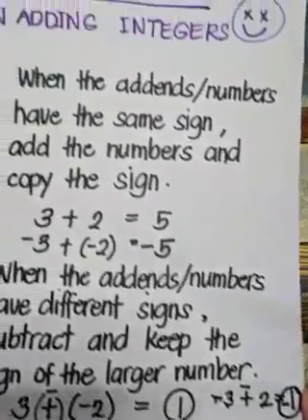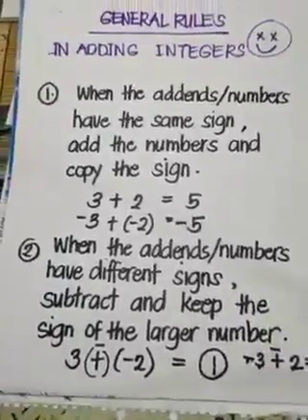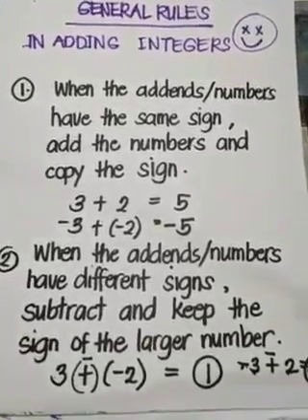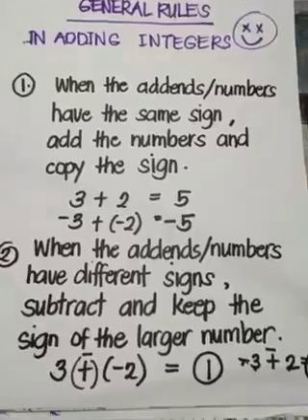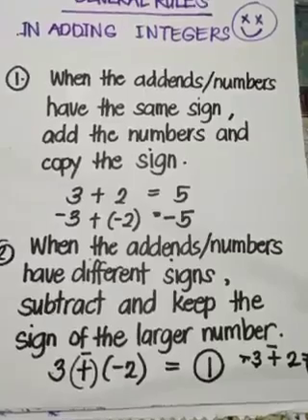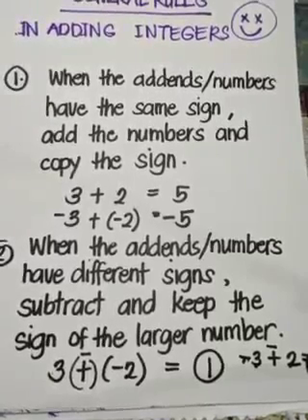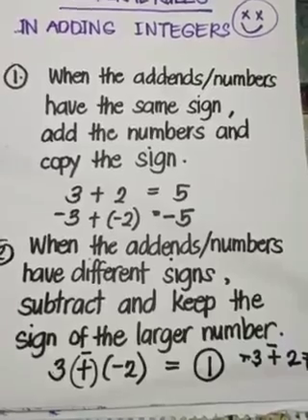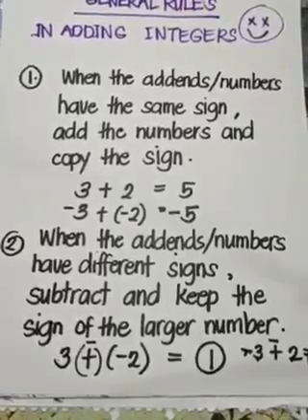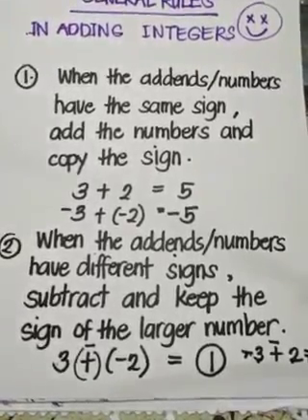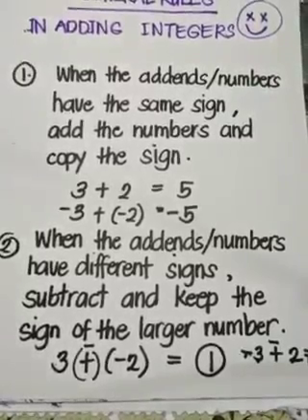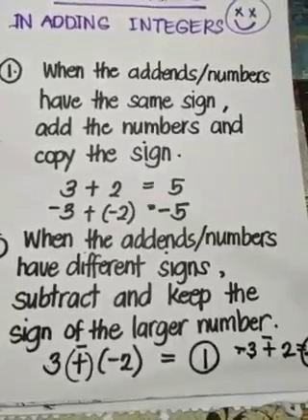So that's how you add integers having the same sign and integers having different signs. If they have the same sign, just add the numbers and copy the sign. So positive, positive, the answer is positive. Negative, negative, the answer is negative. And for integers or addends with different signs, we're going to subtract and copy the sign of the larger number.